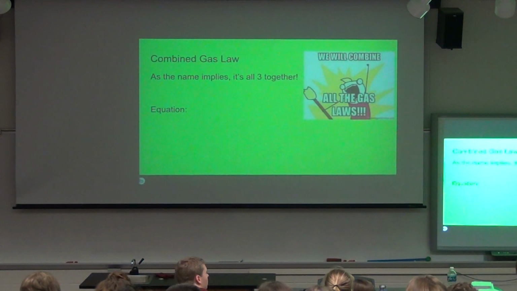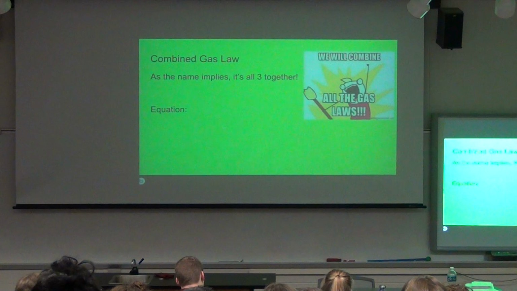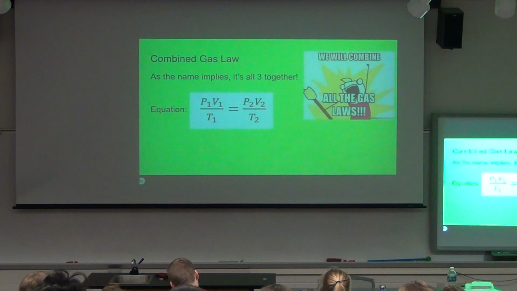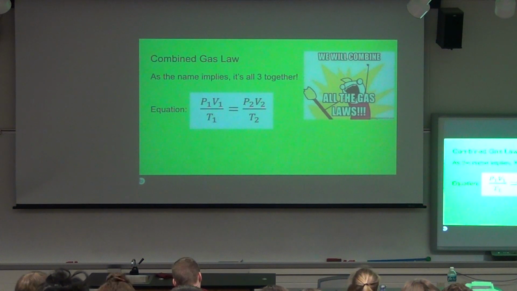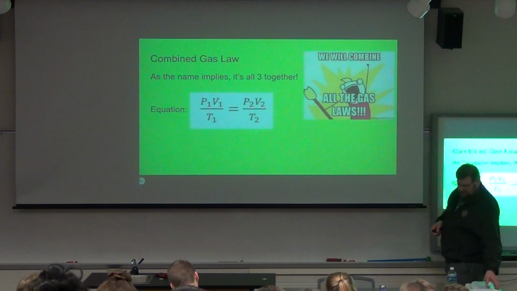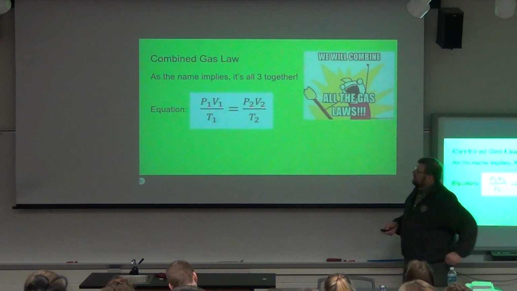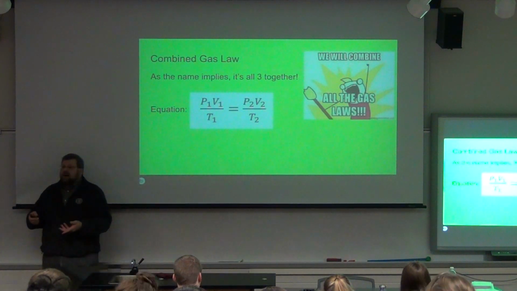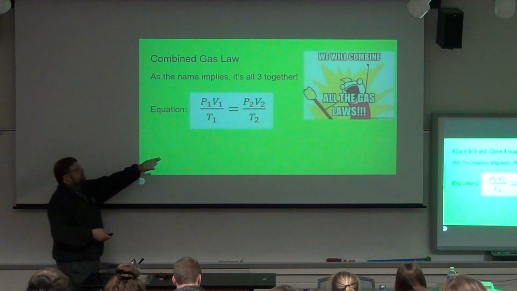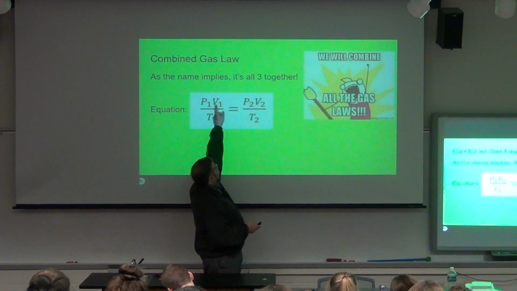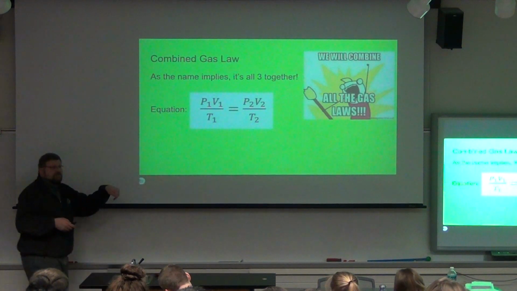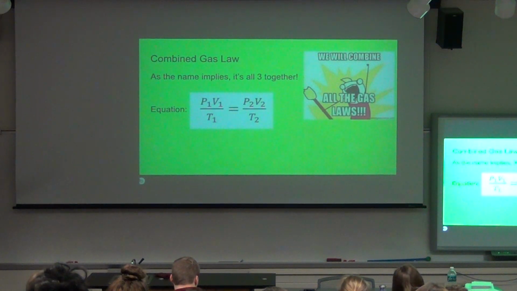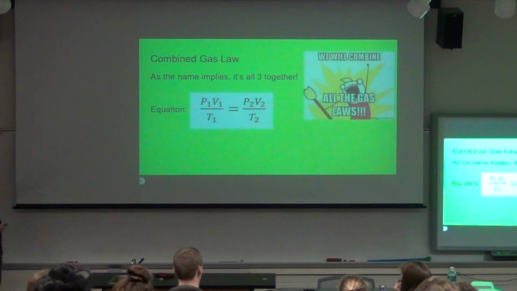So we will combine all the gas laws. There's the equation. What's the concept? You could cover up whichever variable you want in order to get the other law. So if you remember Boyle's law, we kept temperature constant. If we covered up the temperature on the bottom here, we have Boyle's law: P1 times V1 equals P2 times V2. If we cover up pressure, we would have Charles' law: V1 over T1 equals V2 over T2.